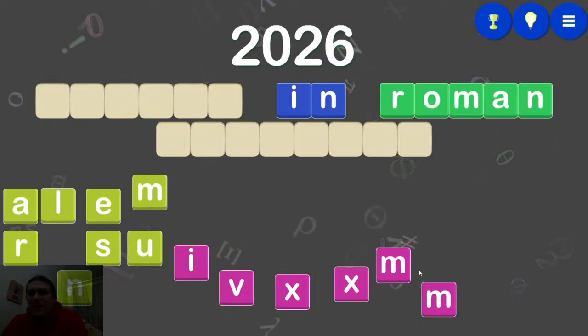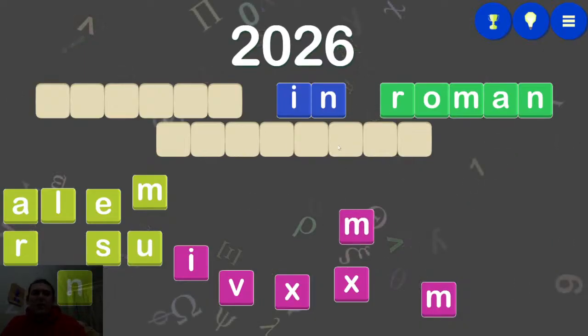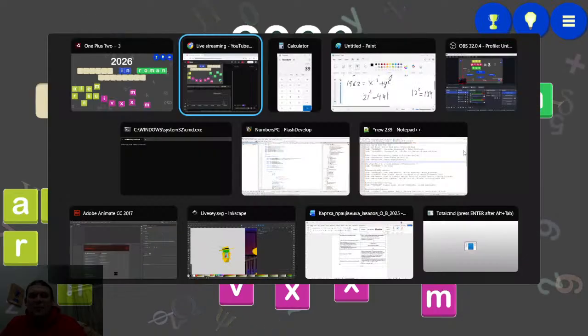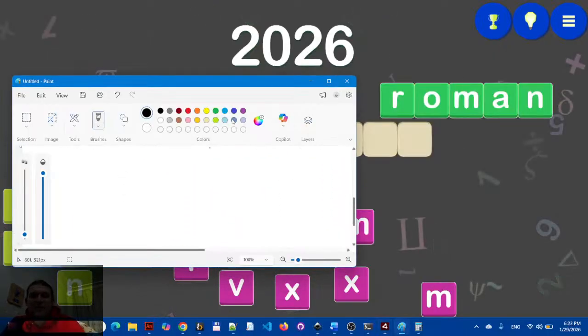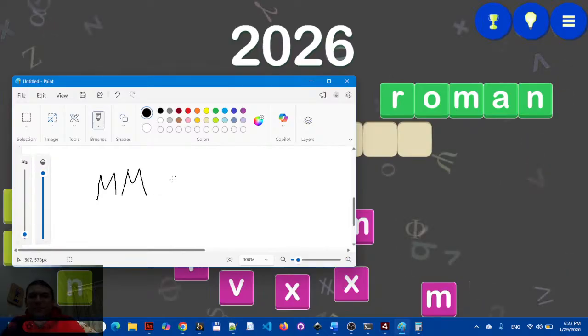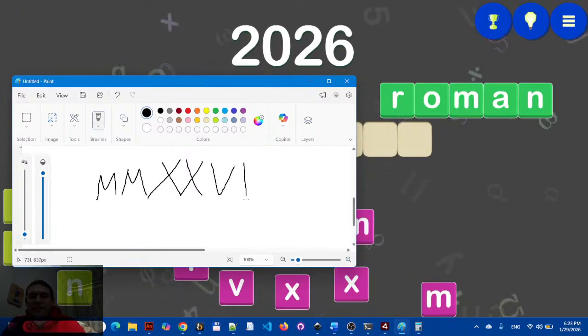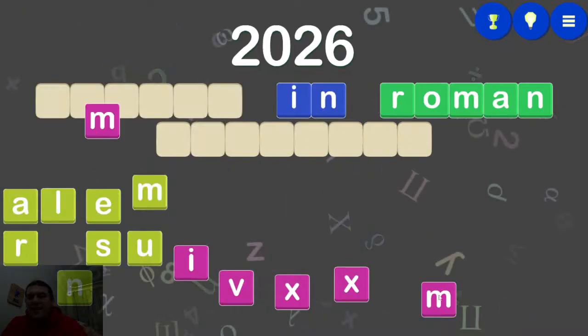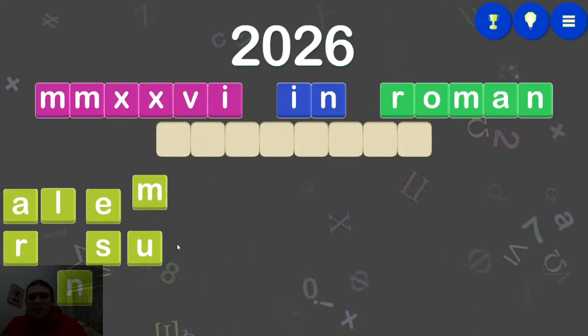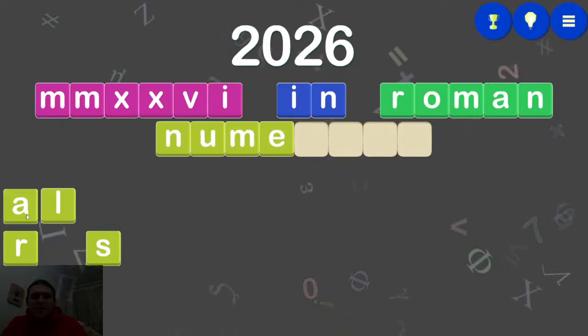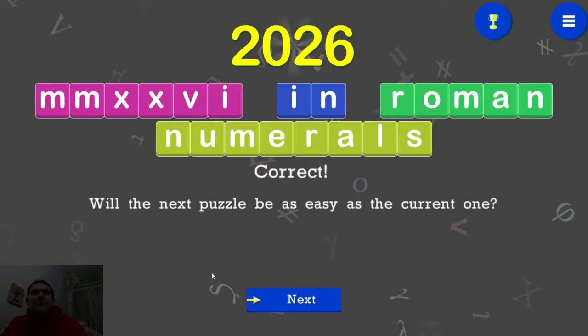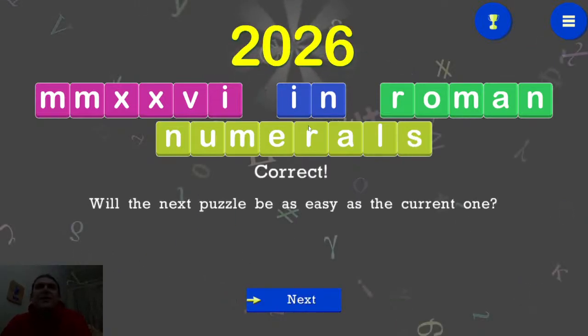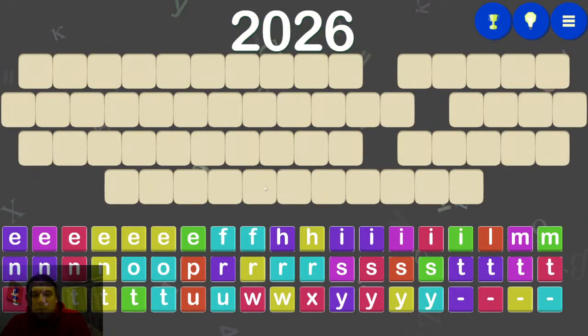Because 2026, of course, all the letters here are small letters, but 1000 in Roman is M, 2000 is MM, 20 is XX, and 6 is VI. Yeah, MMXXVI in Roman numerals. So this is a nice little puzzle about 2026.